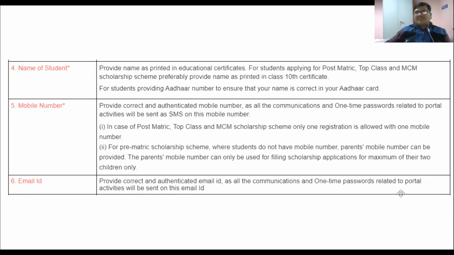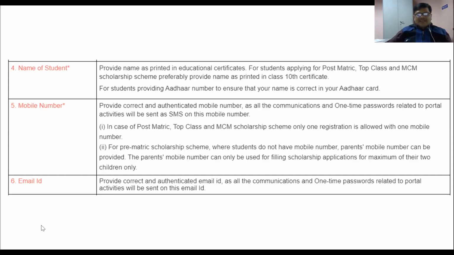Then the next important thing to be filled in the registration form is your name. Provide the name as it is printed on your educational certificates. And students providing an Aadhaar number, ensure that your name is correct in the Aadhaar card. The next important field is the mobile number. Please provide a correct and verified mobile number, as all the communications and one-time passwords for the different steps to be completed during the application process will be received on your mobile phone. So please provide your correct and most recently used mobile number.